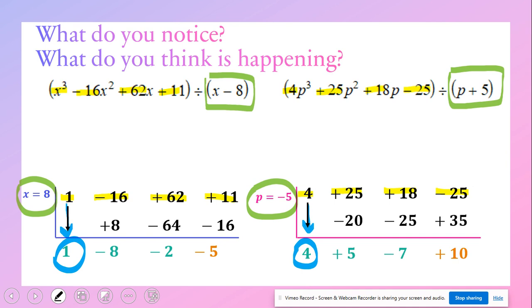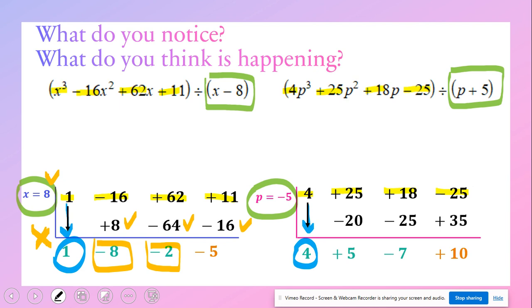Maybe you notice that 1 times 8 gives you positive 8, and then we just added negative 16 plus 8, and that gave us negative 8. Then once we're here, we take negative 8 times 8 again, and that gave us negative 64, and then we added vertically. Now we've got negative 2 times 8. That gave us negative 16, and then we add vertically.